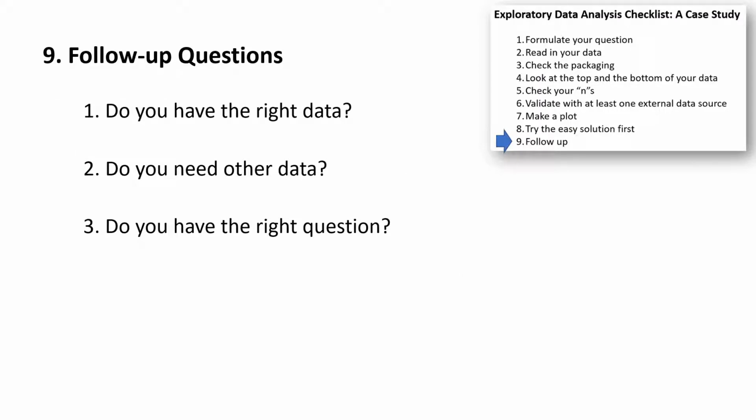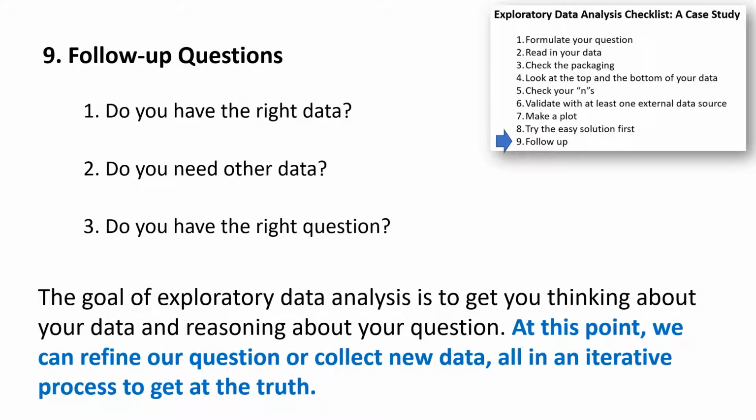Now we get to the last step of asking ourselves some follow-up questions. Do you have the right data? Do you need other data? And do you have the right question? So the goal of this exploratory analysis step is to get you thinking about your data and reasoning about your question. And at this point, maybe we've found, based on these questions, that we don't have the right data, we need some other data, or maybe the question is not answerable with this data, or maybe we've determined that it's not a question that we care about to begin with, now that we've thought about it.